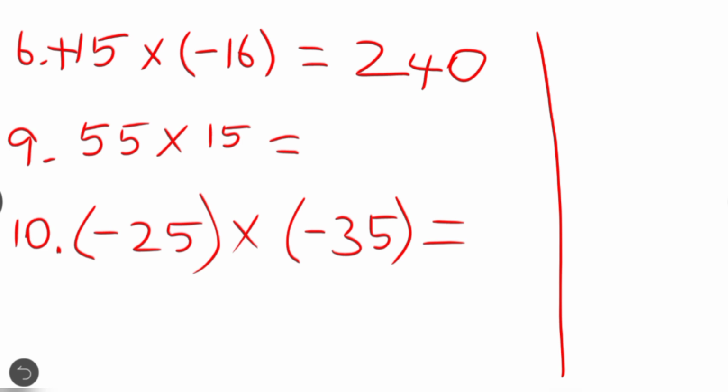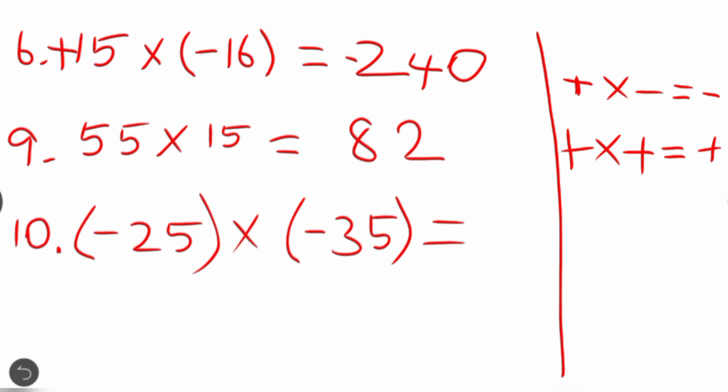Now we have to multiply the signs. Plus into minus is nothing but minus. So our answer here is minus 240. Next, the 9th sum, 55 multiplied by 15. Here we have both positive integers. We know that plus multiplied by plus gives you plus, right? So the answer will also be positive. 55 multiplied by 15 is nothing but 825.